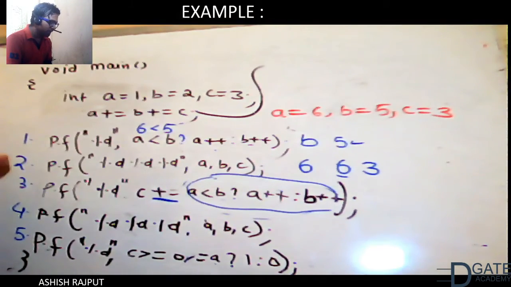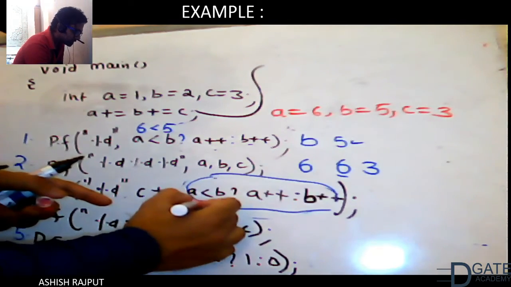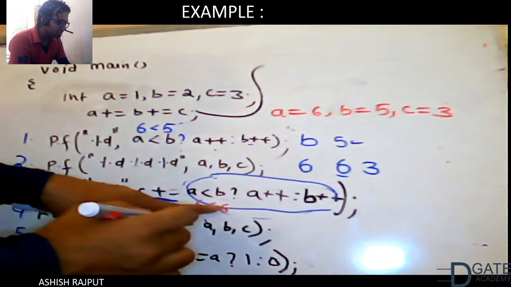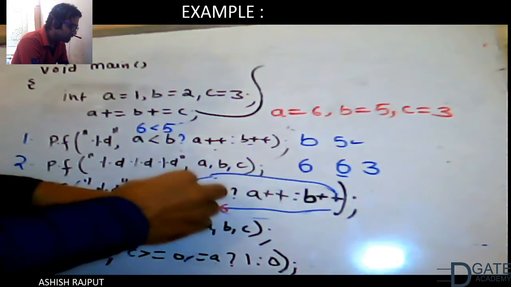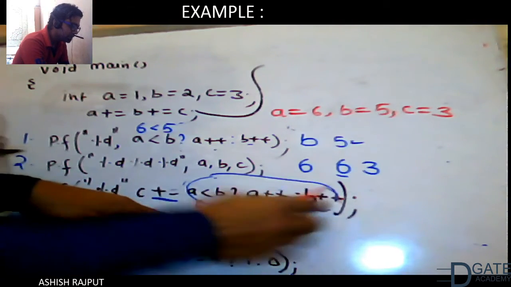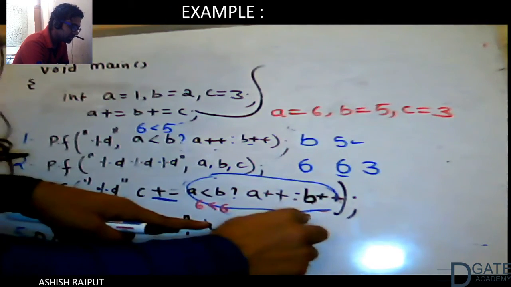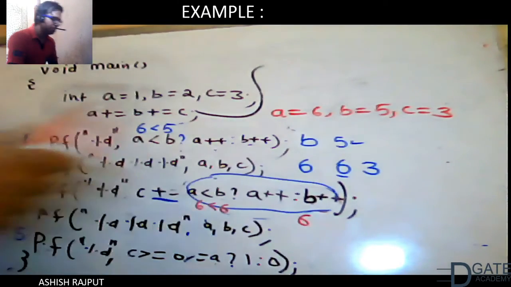So what will be the answer? A less than B. What is A? 6. 6 less than 6. Is the condition true or false? The condition is false. What will be printed? The whole expression will get B. What is B? B means 6. So this whole expression will get 6.